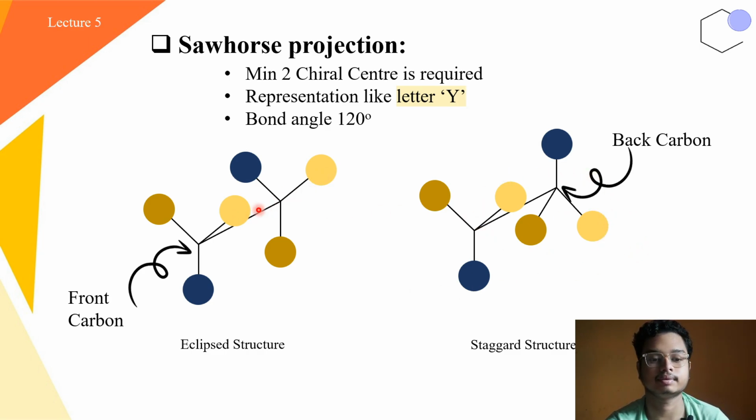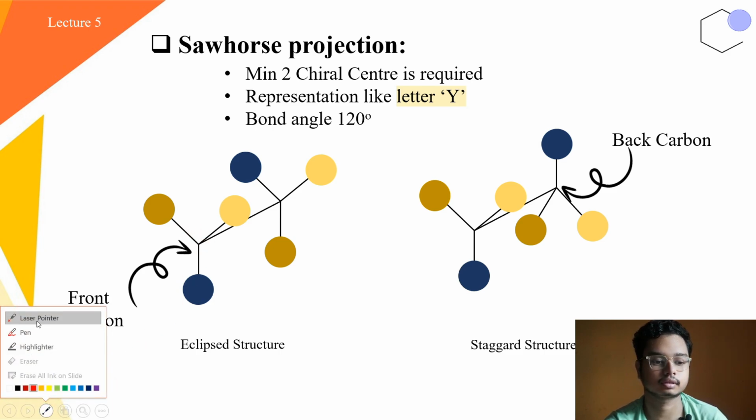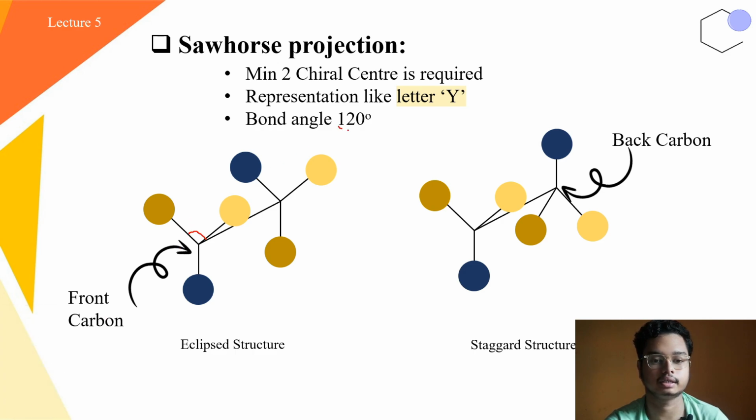Because of that, in the case of the eclipsed structure there is a van der Waals interaction or Pitzer interaction that takes place, and that's why it will be more highly energetic, so it will be a less stable structure. Okay, and the bond angle between these is 120 degrees.